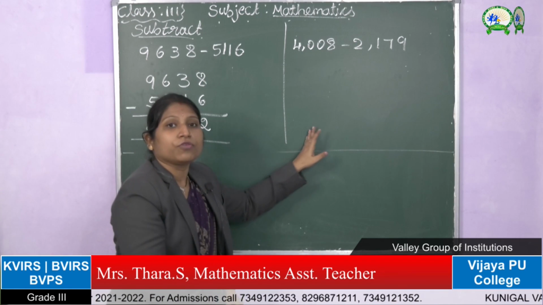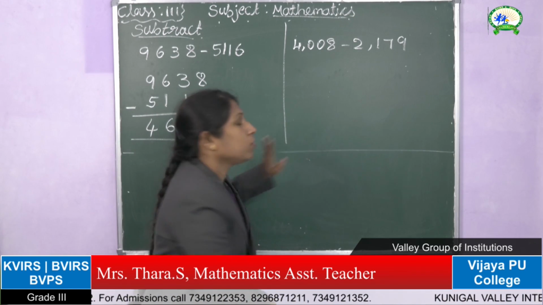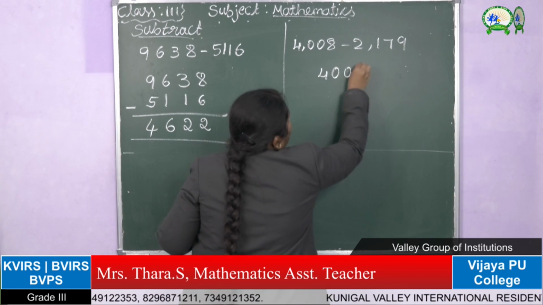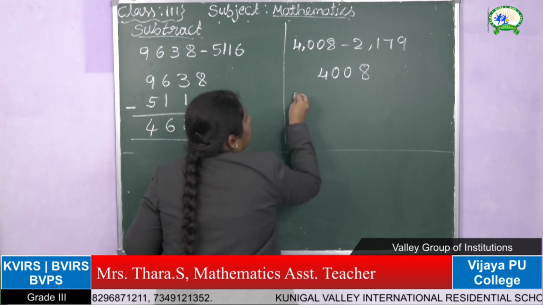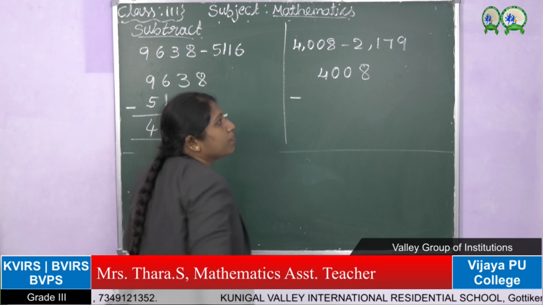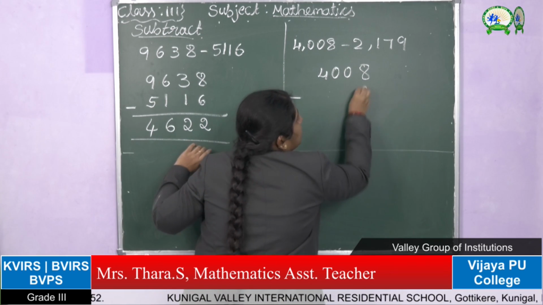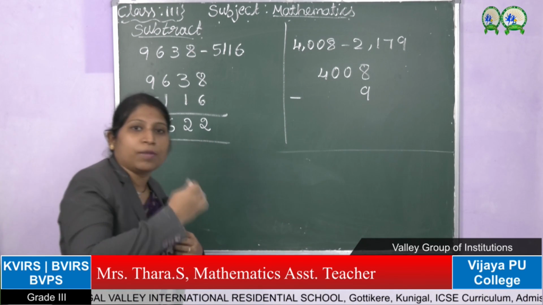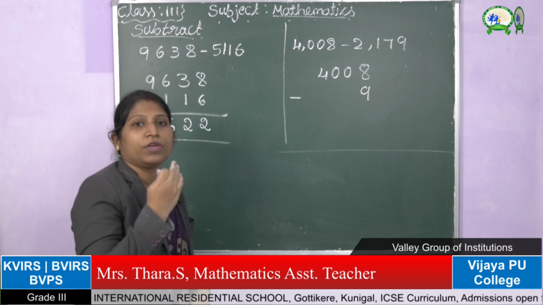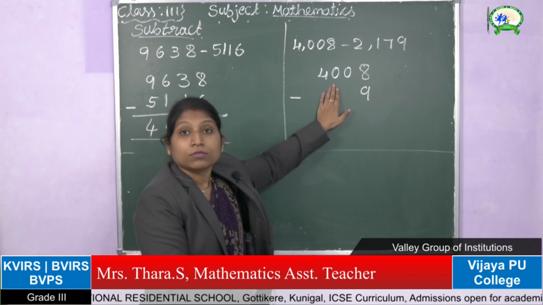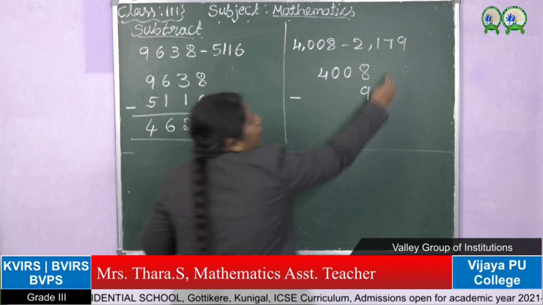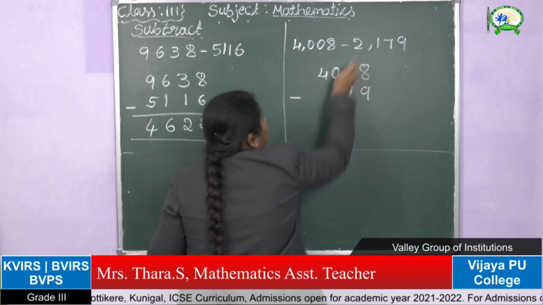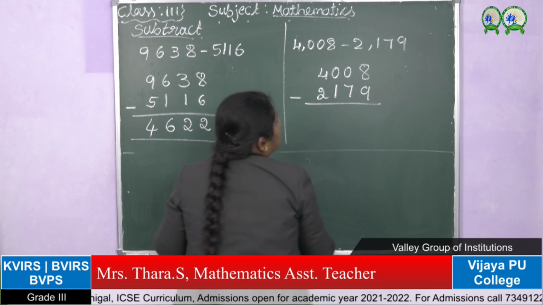So here we have to follow borrowing. How to follow it? See here. First, according to the rule, write down the first number, then write the minus symbol. Second, you have to place the subtrahend according to the places. In some cases there will be no digit in the thousands place. So write down 7 in the tens place, 1 in the hundreds place, and 2 in the thousands place.